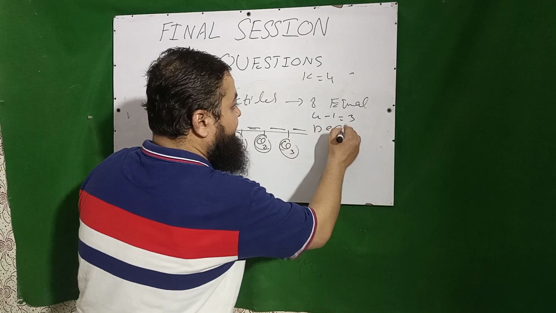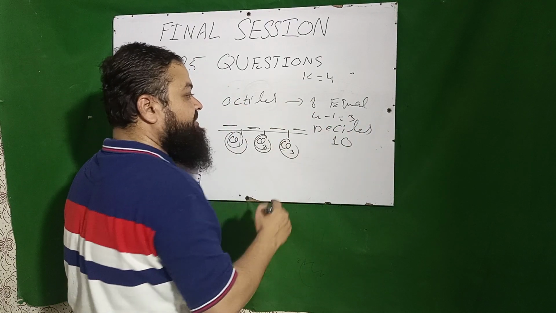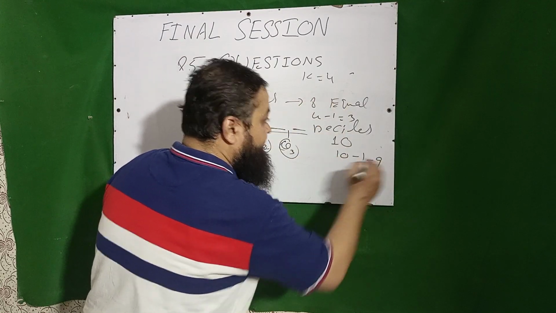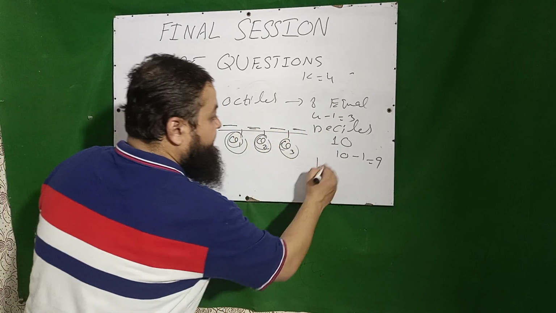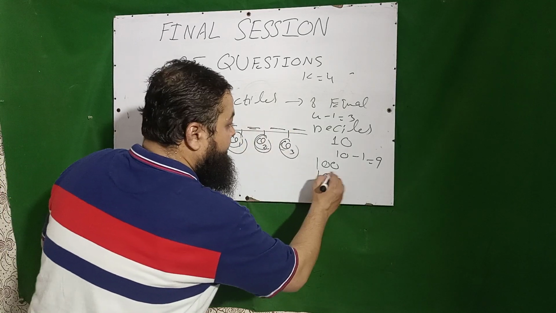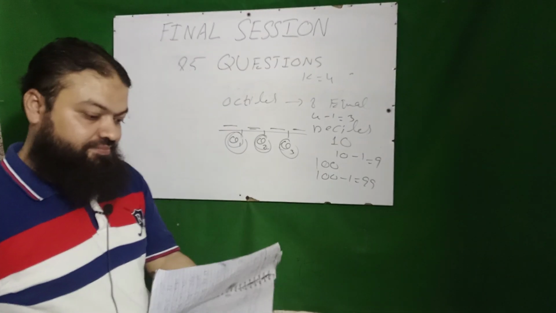If they ask about the deciles, how many parts are there? There are 10 equal parts. If they ask about the partition values, that will be 10 minus 1, it means 9. If they ask about the percentile, how many equal parts are there, this will be 100. And if they ask partition values for percentile, that will be 100 minus 1, means 99. A very important concept.